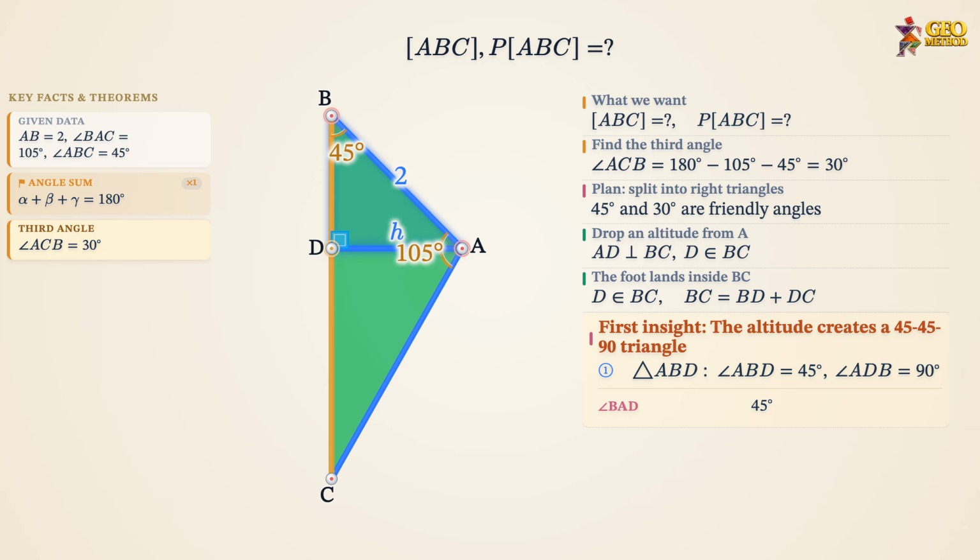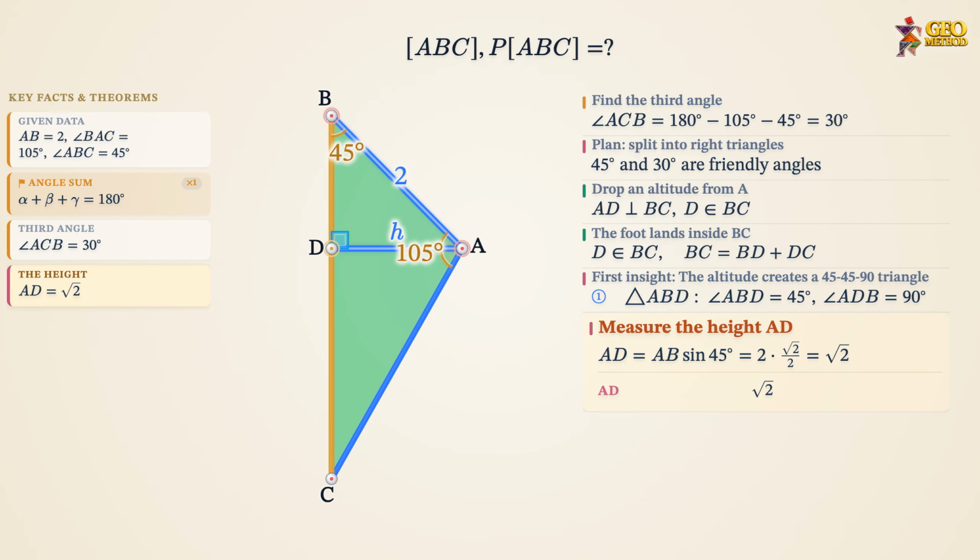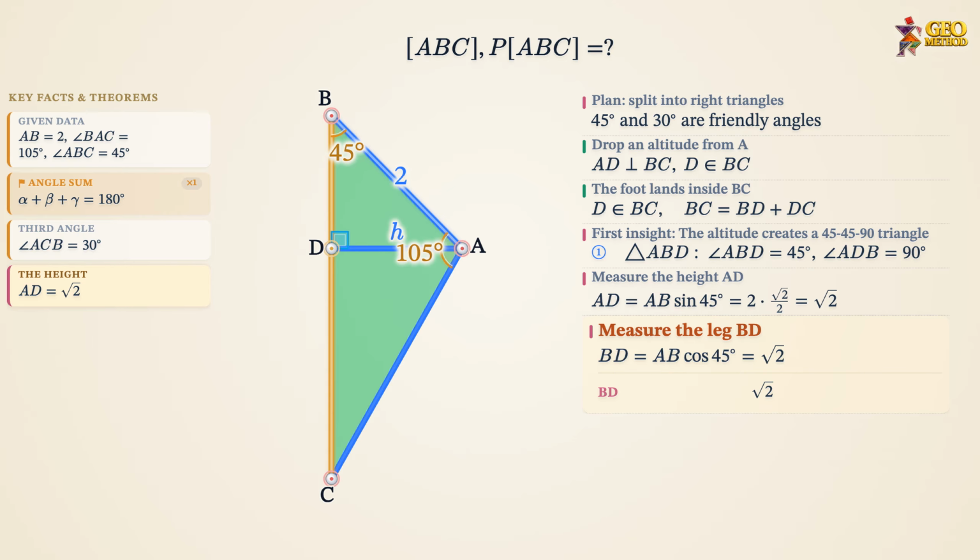Our first insight is this. The altitude creates a 45-45-90 triangle. In the blue triangle, the hypotenuse segment AB equals 2. The height segment AD is opposite the 45-degree angle at B, so it equals 2 times the sine of 45. That is 2 times root 2 over 2, which simplifies to root 2. Since the blue triangle is isosceles, its two legs are equal, so the base piece segment BD also equals root 2. That takes care of the top half of side BC.